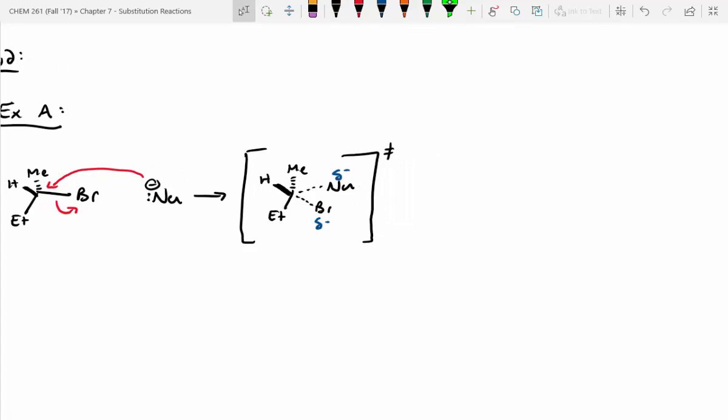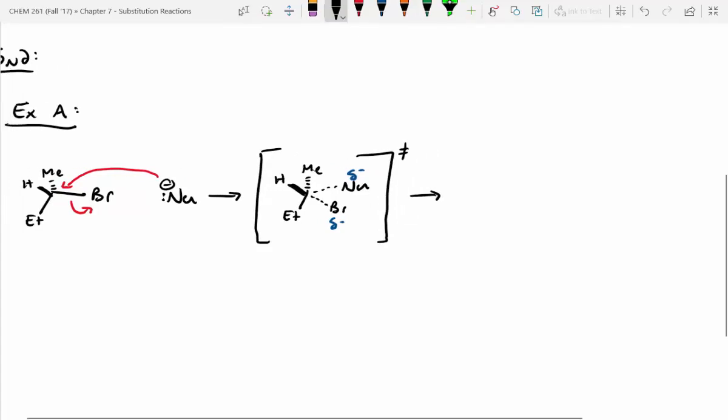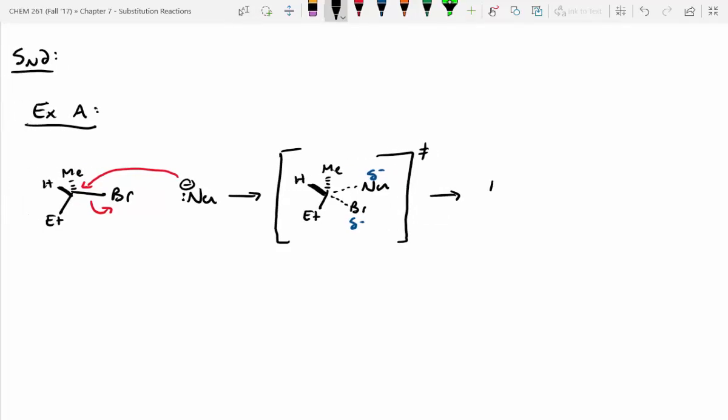And then the final product we said would involve a complete retention of stereochemistry where the nucleophile is going to be attached to the same face that the bromine was attached to. So this would be retention of stereochemistry.